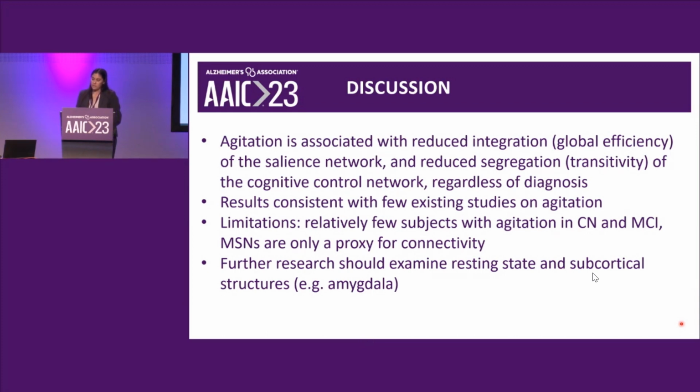Our results are consistent with the relatively few neuroimaging studies on agitation, and our limitations include the fact that morphometric similarity networks are only a proxy for connectivity, although they have been shown to recapitulate known cytoarchitectonic divisions and tracts from macaque tract tracing studies. Further research should look at resting state functional connectivity, as well as the importance of subcortical structures that are important, particularly for the salience network, such as the amygdala.